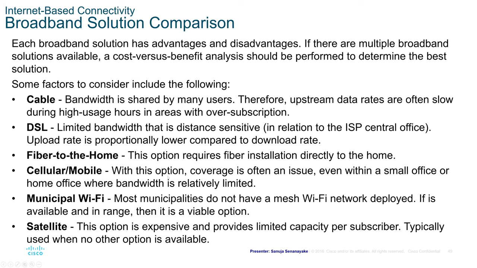Cellular mobile networks have two major issues. One is the coverage issue. The other one is the bandwidth issue. Municipal Wi-Fi. Most municipalities in Canada, at least, do not have a mesh Wi-Fi network deployed. Even in the United States, I don't know many cities that have that. If it is available in range, then it is a viable, good option for the internet. But one thing that is not mentioned here is that I'm not sure how good the municipal Wi-Fi security is on most networks. Unless it is properly secured, you may want to use municipal Wi-Fi along with a VPN, because municipal Wi-Fi may not be as secure as the other options, since this is basically a communal use of the internet. So be careful with that.